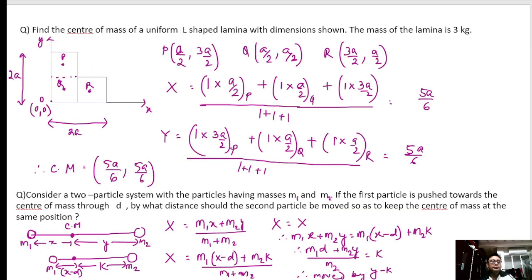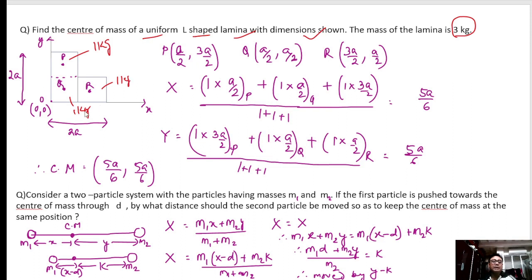Next sum, let us see. Find the center of mass of a uniform L-shaped lamina with dimensions shown. The mass of the lamina is 3K. So this is the L shape. It is divided into 3 equal squares, so each mass will be 1 kg, 1 kg and 1 kg.